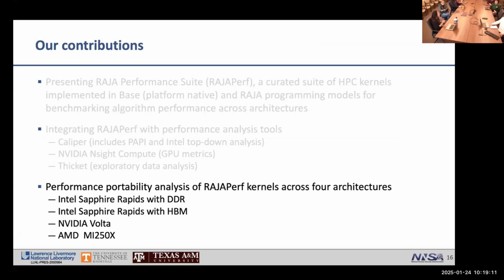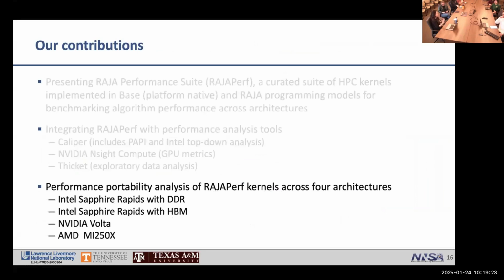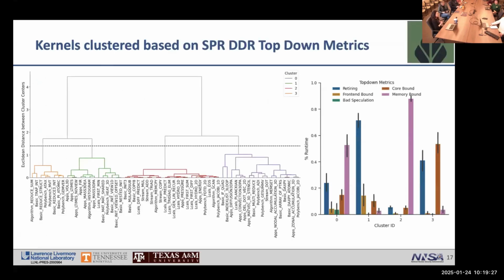Now we continue to use those tools, but I'll go into a little bit more of the performance portability analysis. This was on four different architectures, which I'll introduce in a second, but first I'll talk about some clustering we did on the first one. The first one was a Sapphire Rapids CPU with DDR memory. In this case, the kernels are only executing on the CPU.